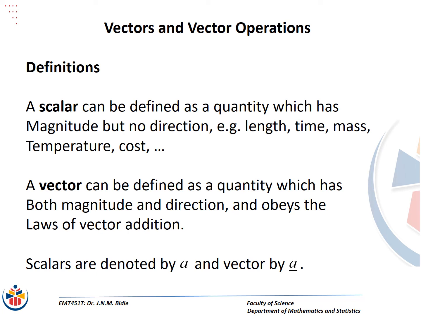We start a study unit on vectors and vector operations. We already know that when a quantity only has magnitude, it's called a scalar. And if it's got both magnitude and direction, then we call it a vector. And we know that vectors must also obey vector addition. Now, note the notation for scalars and notation for vectors for this particular study unit.